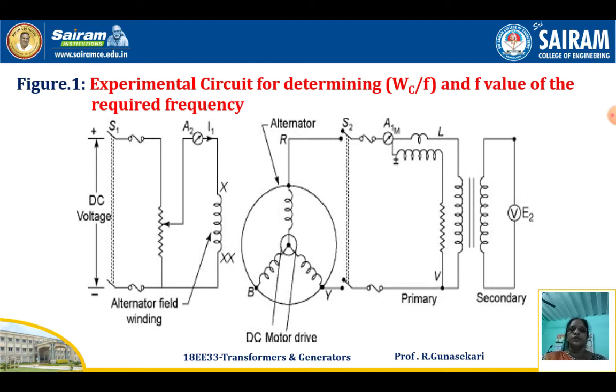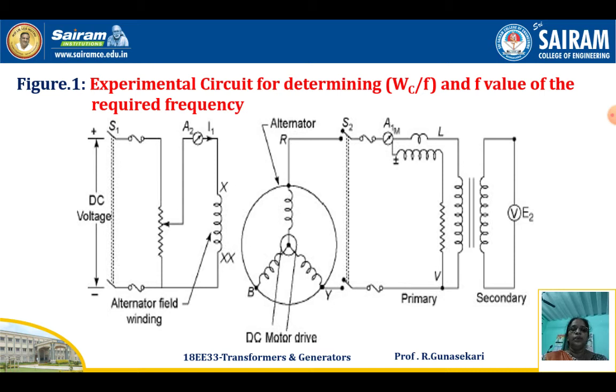S2 is the DPST switch, and then an ammeter is connected in series with the current coil. M L is the current coil, C V is the pressure coil. This is the wattmeter, and then the single phase transformer. The output is taken across the secondary of the transformer. This is the circuit connection.